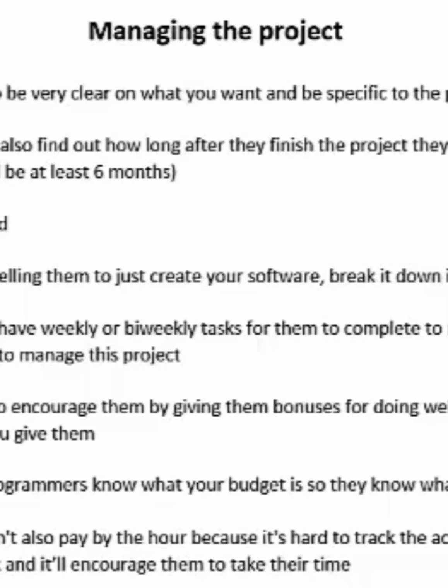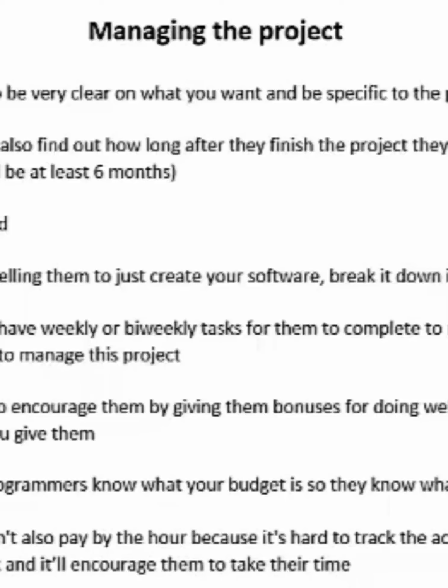When you're working with your programmer, you have to be very clear on what you want and be specific with the details. So you have to make sure you've done your research already before you hire someone to start working on your project. Okay, and you should also find out how long after they finish creating your software will they be able to fix any bugs. So in my opinion, it should be at least 6 months after they've completed the software, where they could still fix anything that's wrong with your software.